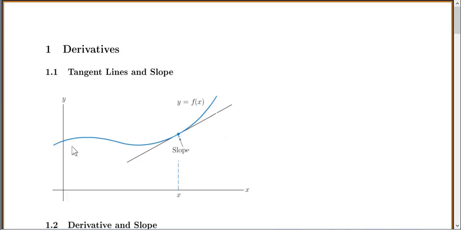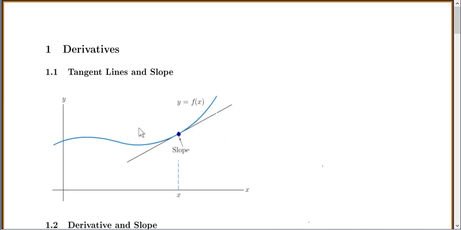In this section, we're going to talk about an introduction to what we call a derivative. So first of all, let's go back to our more basic math classes and talk about a tangent line. Remember, if you have any curve, y equals f of x, you can look at a specific point and you can find the slope at that point. And if you were to draw in a tangent line, the tangent line would also have that same slope.